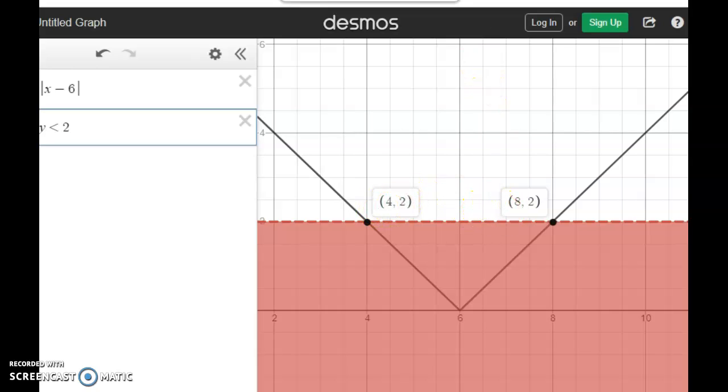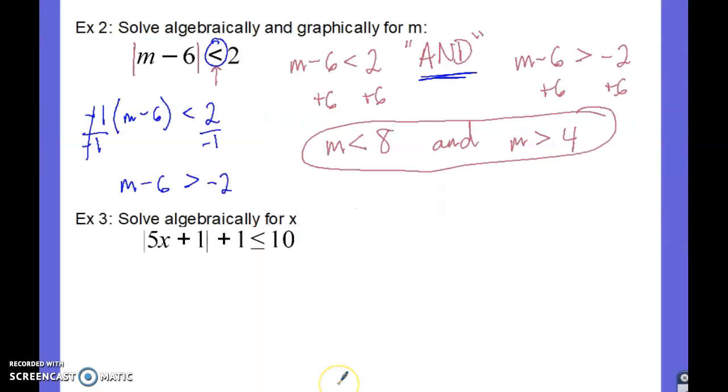In interval notation, since we practiced that before, you could write this as values for m that are bigger than 4 but smaller than 8.